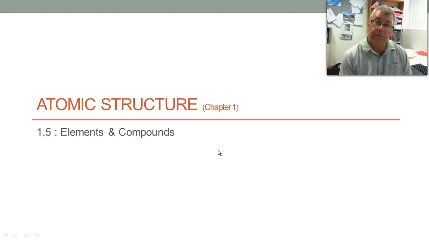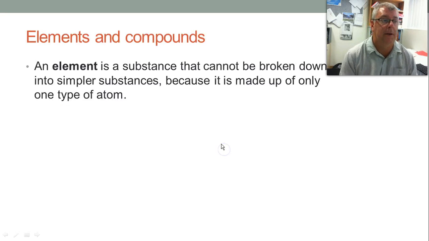Hello, let's do the fifth video in atomic structure 1.5, elements and compounds. Now we've learnt what an element is. An element is something that can't be broken down because each atom is unique for each element, so you can't break it down into smaller parts in terms of physical science, in terms of chemistry. And so an element is a substance that cannot be broken down into simpler substances because it is made up of only one type of atom.